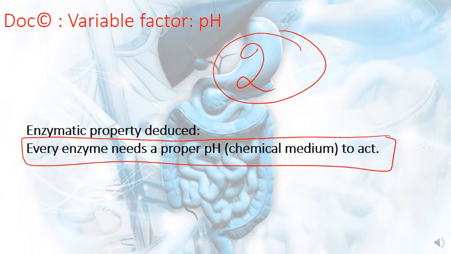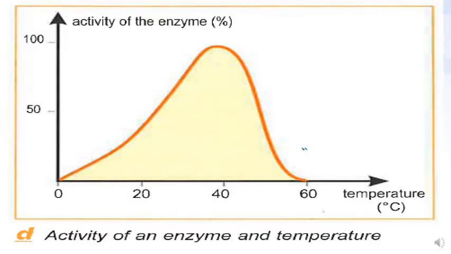So till now we have two different properties. Every enzyme works on a specific substrate, and every enzyme needs a specific pH medium in order to digest and to work. The third figure talks about the activity of the enzyme and the temperature. So as you see here, when the temperature was 0, the activity of the enzyme was 0%. This is the activity of the enzyme, and this is the temperature.